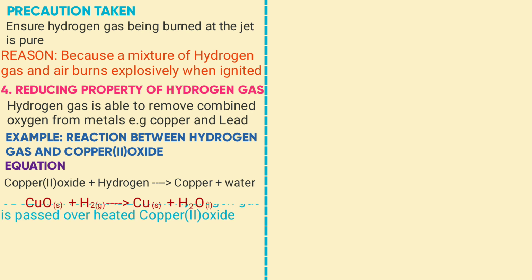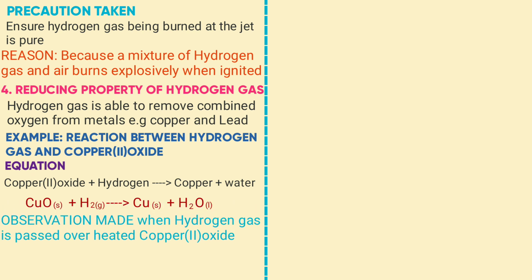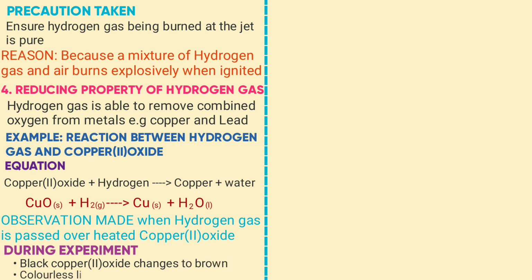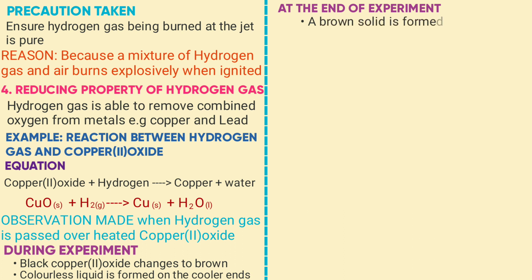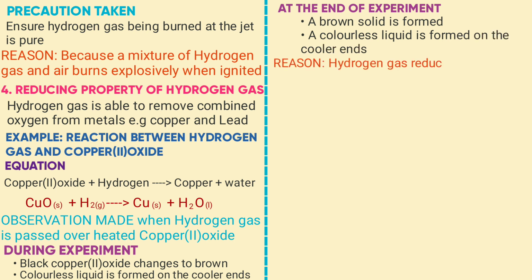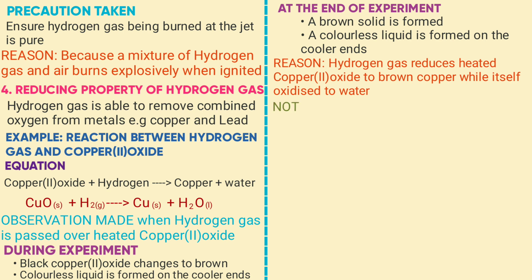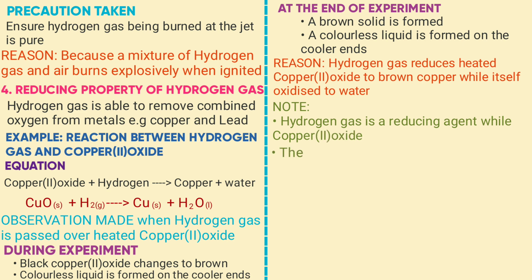Now, the observation made when hydrogen gas is passed over heated copper(II) oxide: during the experiment, black copper(II) oxide changes to brown. Colorless liquid is formed on the cooler ends. At the end of the experiment, a brown solid is formed. Reason for the observation made: hydrogen gas reduces heated copper(II) oxide to brown copper and is itself oxidized to water. Note that hydrogen gas is a reducing agent while copper(II) oxide is an oxidizing agent. The reaction is a redox reaction.